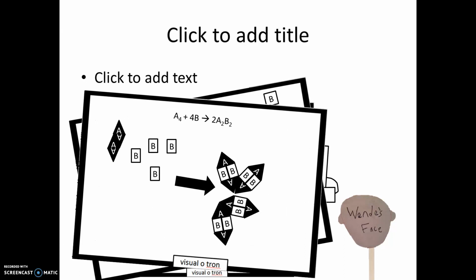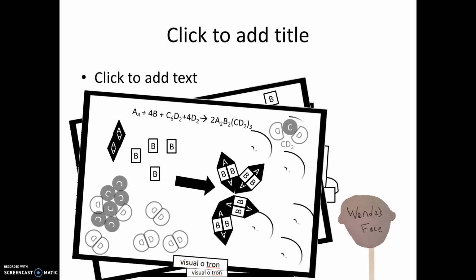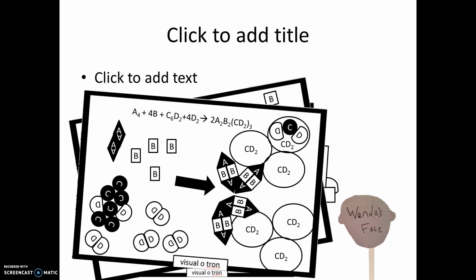Anyway, do you remember this from earlier? Well, I don't. Anyway, what if it was more complicated? Do you see the parentheses around the CD2? That indicates that there are multiple groups of CD2, 3 as indicated by the coefficient.